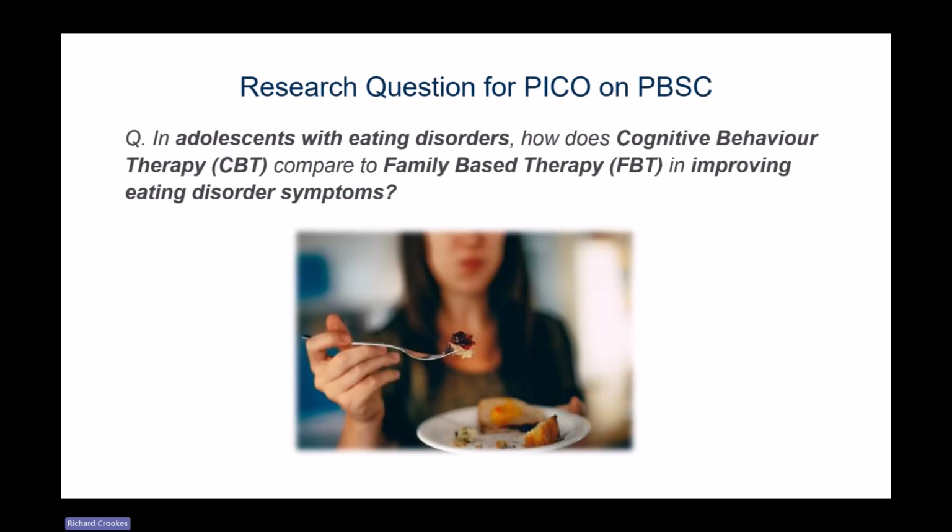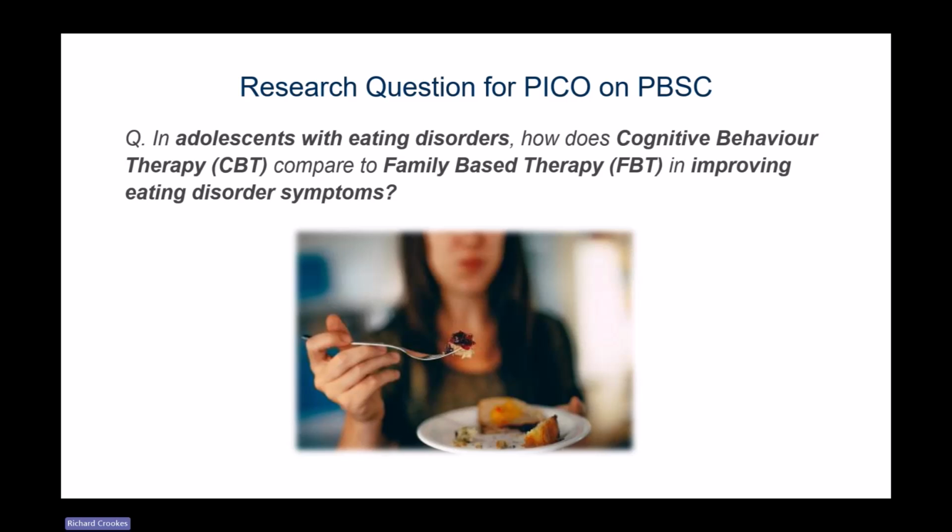So as I've indicated, we are going to look at a particular research question today and creating that strategy, and that will be PICO, of course. So we have this research question: in adolescents with eating disorders, how does cognitive behavior therapy compare to family-based therapy in improving eating disorder symptoms? So I've already bolded some of the key elements of this question. So we're looking at a particular age group, a population group with eating disorders. We're looking at an intervention, cognitive behavior therapy or CBT. And also we have a comparison with family-based therapy to improve eating disorder symptoms.